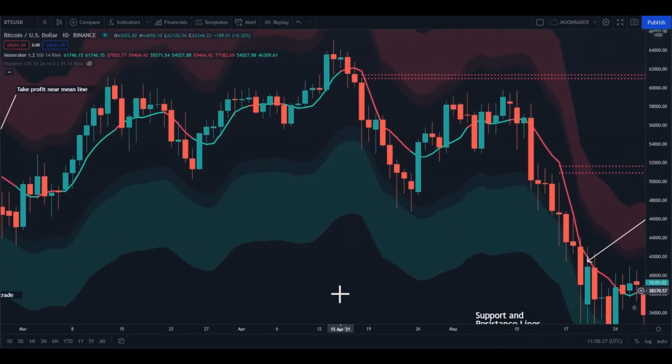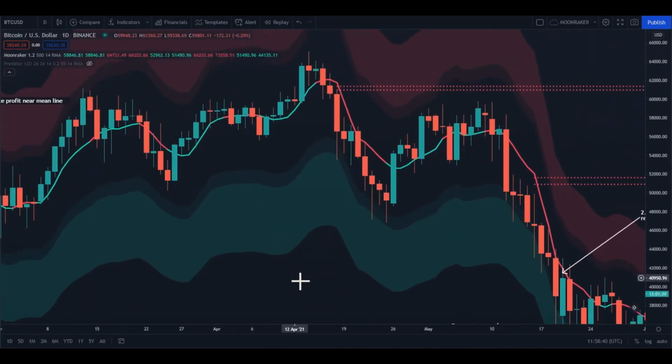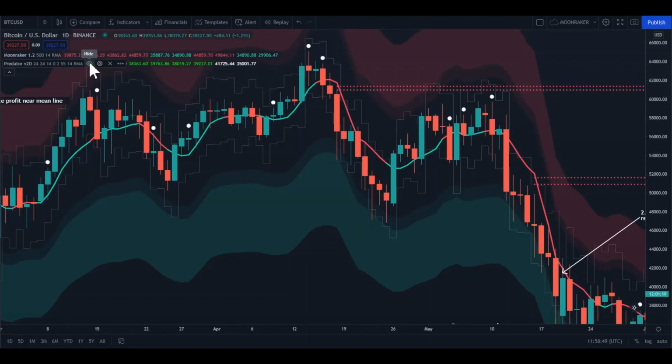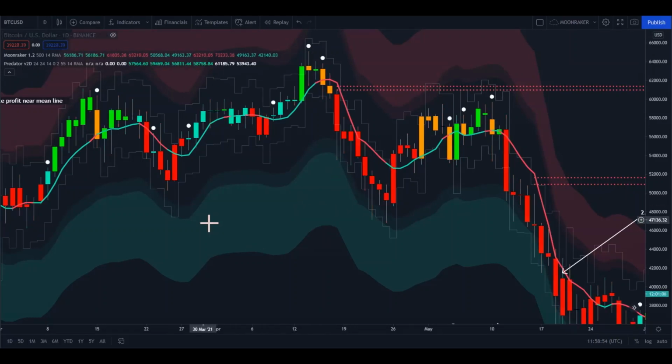Finally, Moonraker can also be used with other indicators such as the Decent Trader Predator indicator. Phil B, the creator of these indicators, uses both Moonraker and Predator on the same chart because these can give additional context and confidence when entering a trade. If, for example, here you can see price started to close below the mean reversion line, and also you can see it moved from green to orange and eventually red, so giving higher confidence that there may be a shorting opportunity.